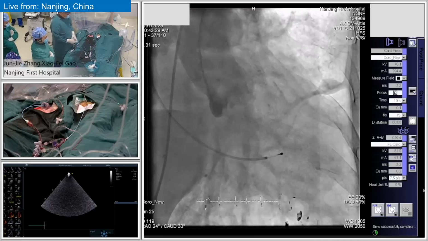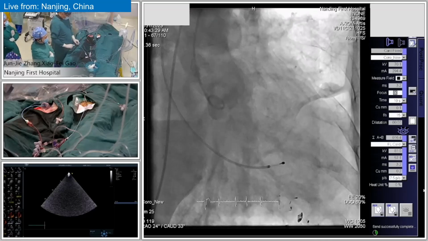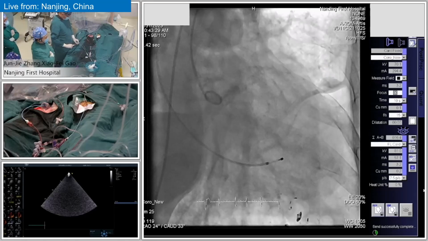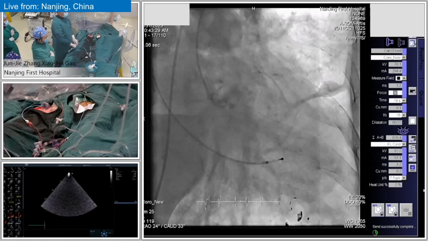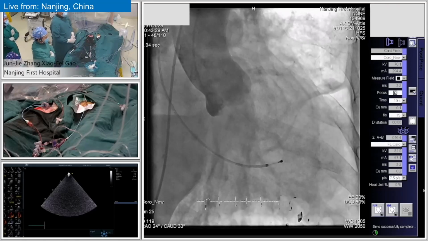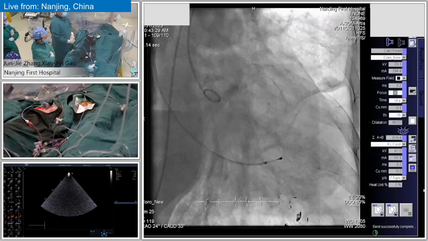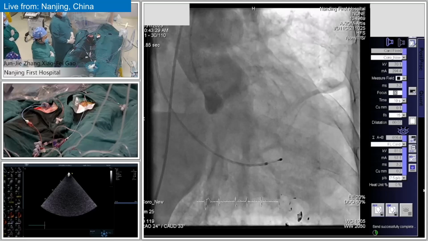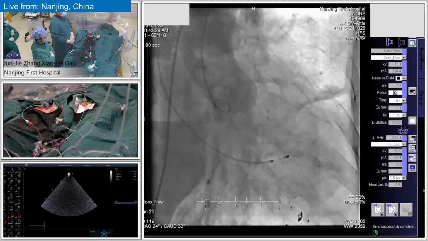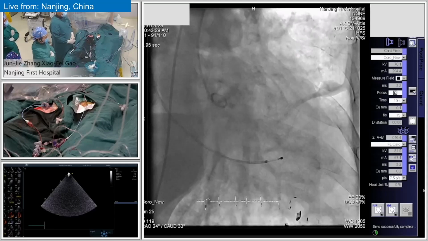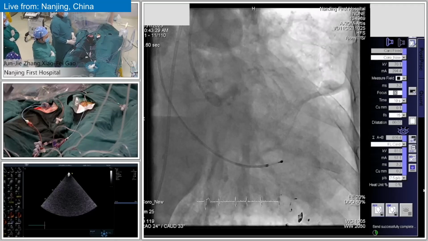Thank you. We all know you are not only a TAVI master, you're also a PCI master. You have published the ULTIMATE trial. There are a lot of junior cardiologists online now. Do you have any experience to share with us about how to evaluate the risk of coronary occlusion before the TAVI procedure and how to prevent coronary occlusion during the procedure?